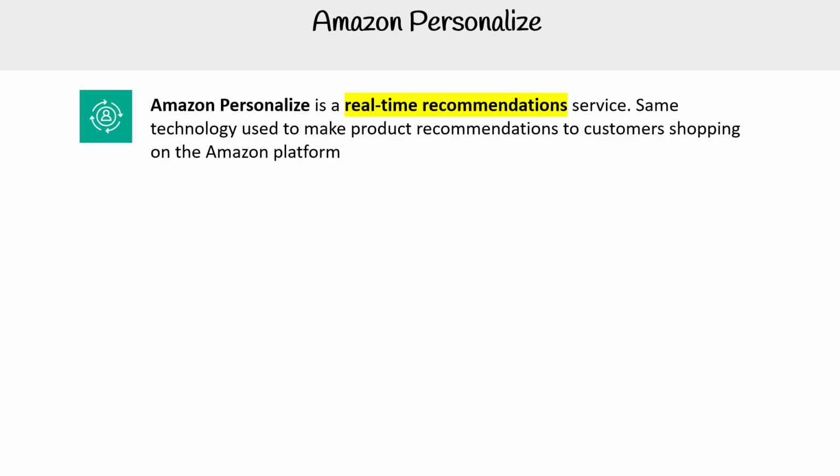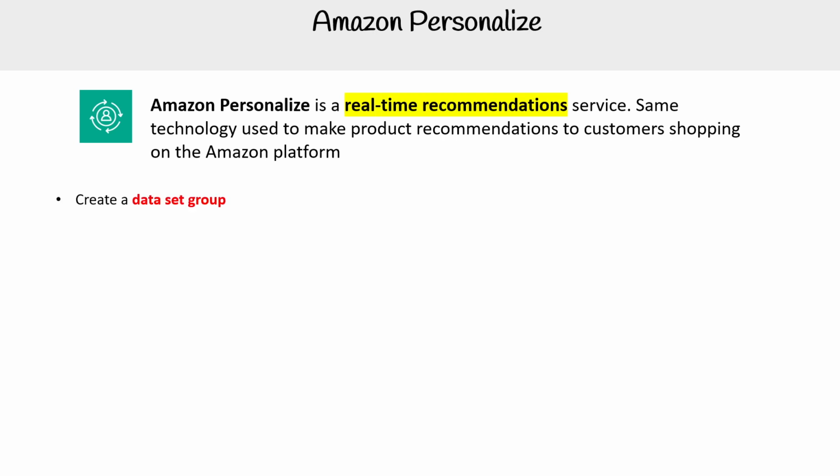Hey, this is Andrew Brown, and we are taking a look at Amazon Personalize, which is a real-time recommendation service. It's the same technology used to make product recommendations to customers shopping on the Amazon platform. Let's talk about all the components that go into building this, like basically the workflow of setting up Amazon Personalize, because it's quite involved, and we do a lab on it.